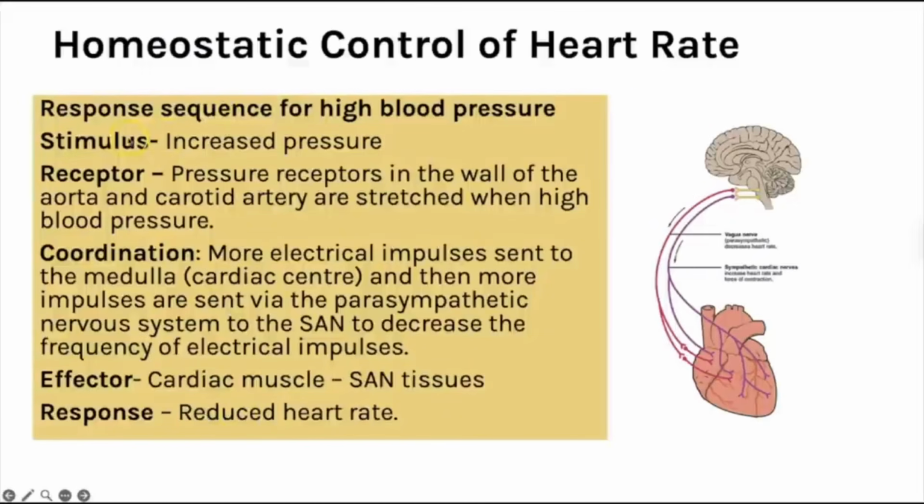Now, for high blood pressure, the stimulus is increased blood pressure. The receptor would be the pressure receptors in the wall of the aorta and the carotid artery, and these stretch when there's high pressure. Coordination would be more electrical impulses sent to the medulla, and then more impulses sent via the parasympathetic nervous system so that the SAN will fire less frequently. The effector is the cardiac muscle, that's the SAN tissue, and the response is a reduced heart rate, and that lowers the blood pressure.